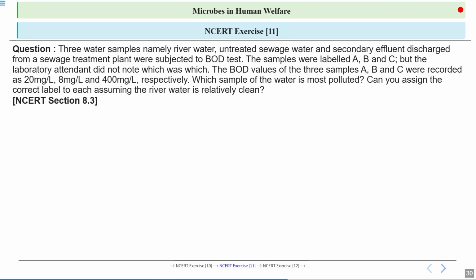Next question: 3 water samples, namely river water, untreated sewage water, and secondary effluent discharge from a sewage treatment plant, were subjected to BOD test. The samples were labeled A, B, and C, but the laboratory attendant did not note which was which. The BOD values of the 3 samples A, B, C were recorded as 20 mg per liter, 8 mg per liter, and 400 mg per liter, respectively. Which sample of the water is most polluted? Can you assign the correct label to each, assuming the river water is relatively clean?